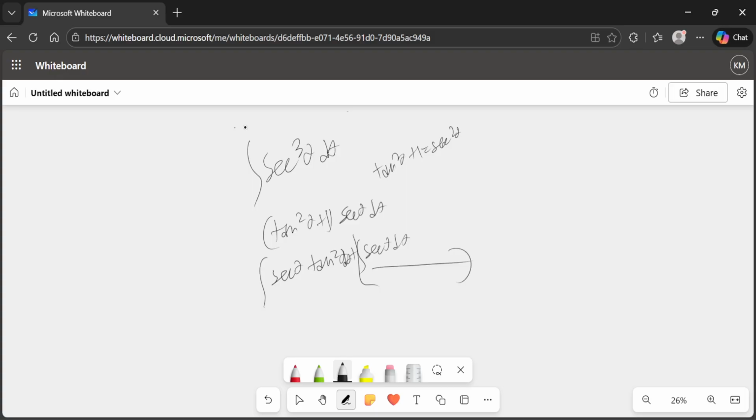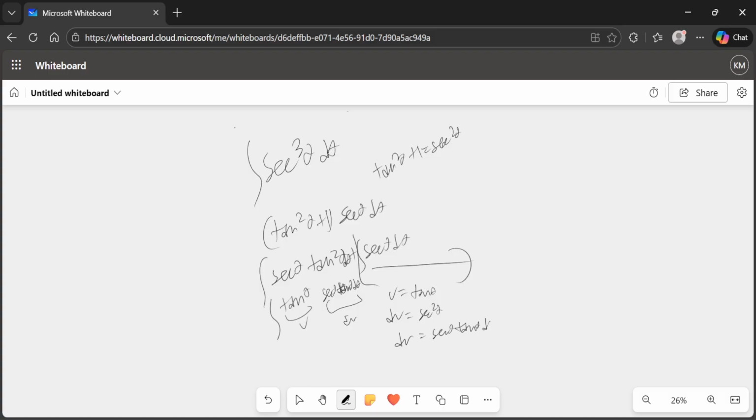We could say tangent theta is our u, secant theta tangent theta d theta is our dv. I don't think there's a better way to do this. One isn't coming to the top of my head. So we get u equals tangent theta, du equals secant squared theta. Oh yes, this is how you do it. And then dv equals secant theta tangent theta d theta.